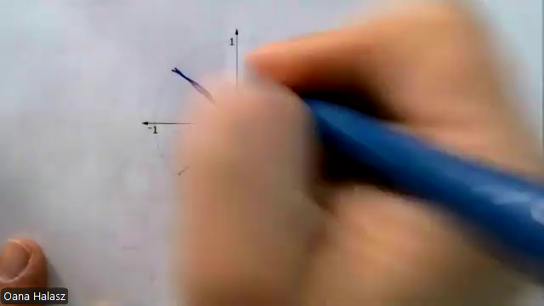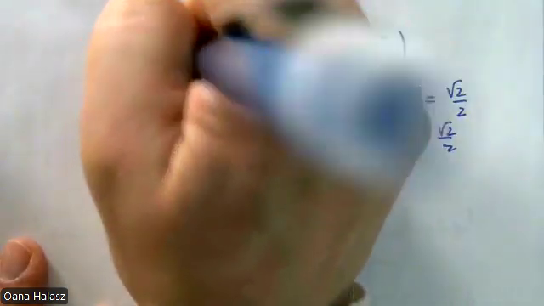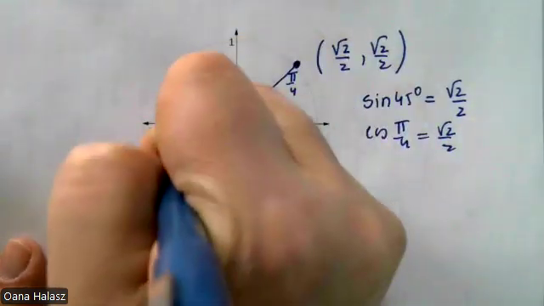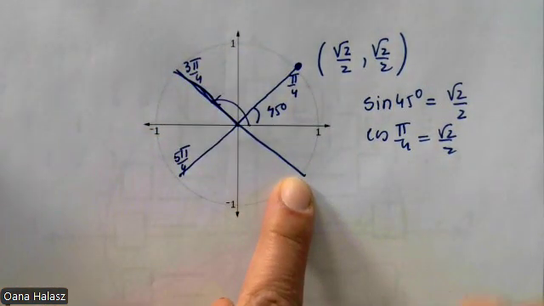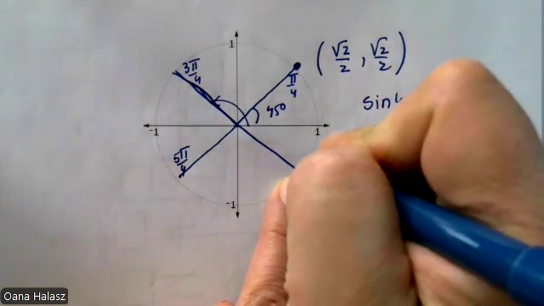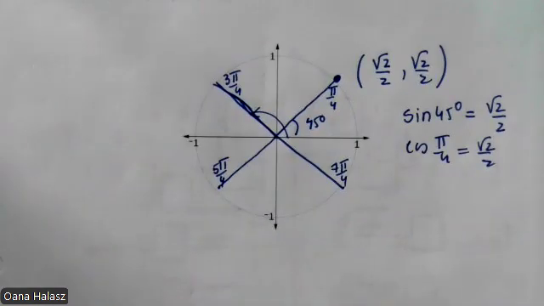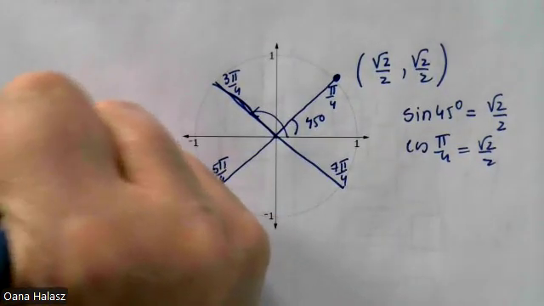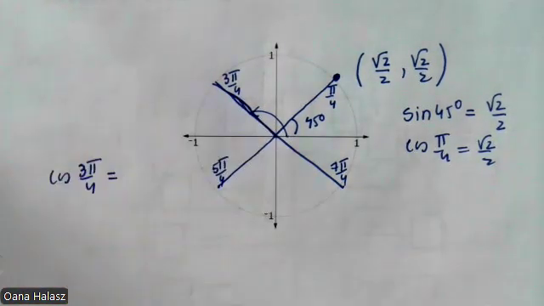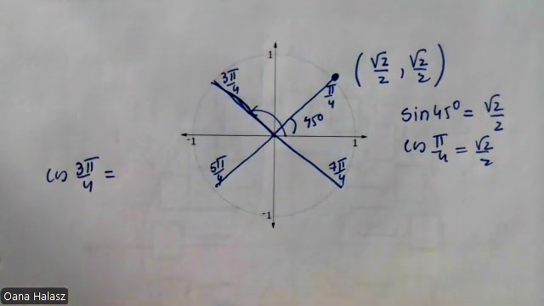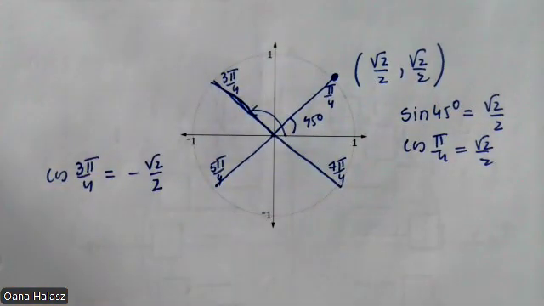So this angle in quadrant 2, the same family, that is 3 pi over 4. This one here is 5 pi over 4. And this one in quadrant 4 is 7 pi over 4, okay? So now, what is cosine of 3 pi over 4? Negative root 2 over 2. Agreed, everyone? Yes, okay, why?